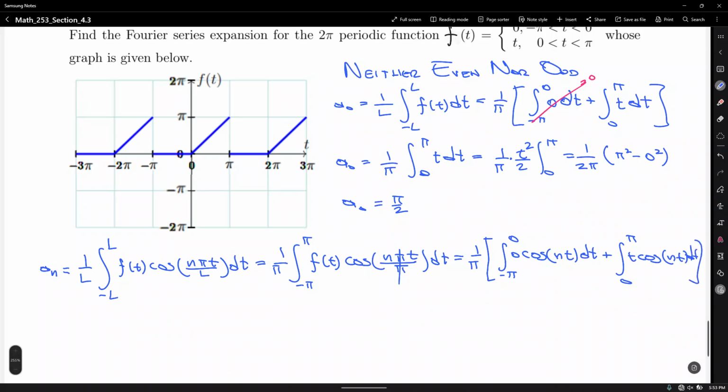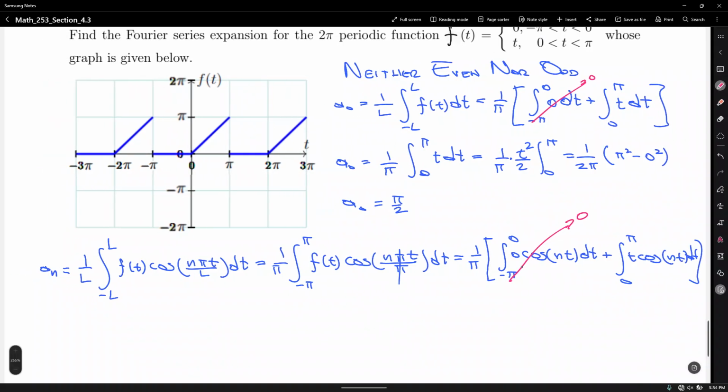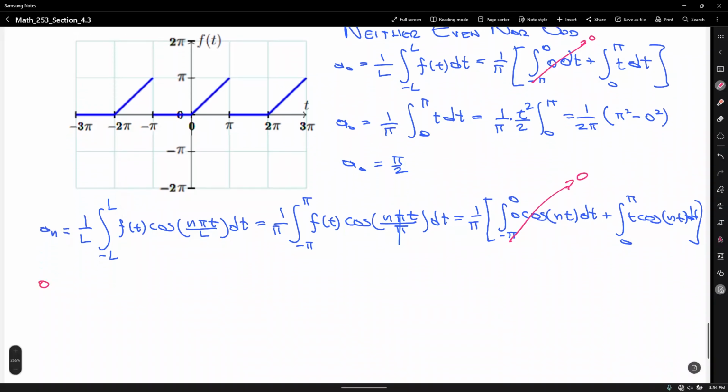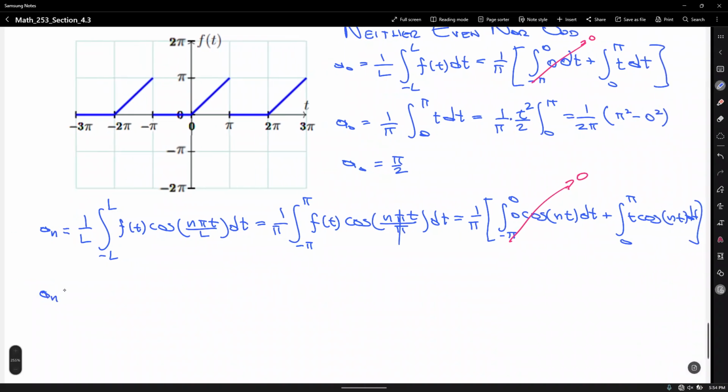Well, actually, we can call it a day for the first integral, because 0 times cosine in the integrand is 0. The integral of 0 from a number to another number is naturally 0. So we are left with the following: a sub n equals 1 over pi times the integral from 0 to pi of t cosine nt dt.